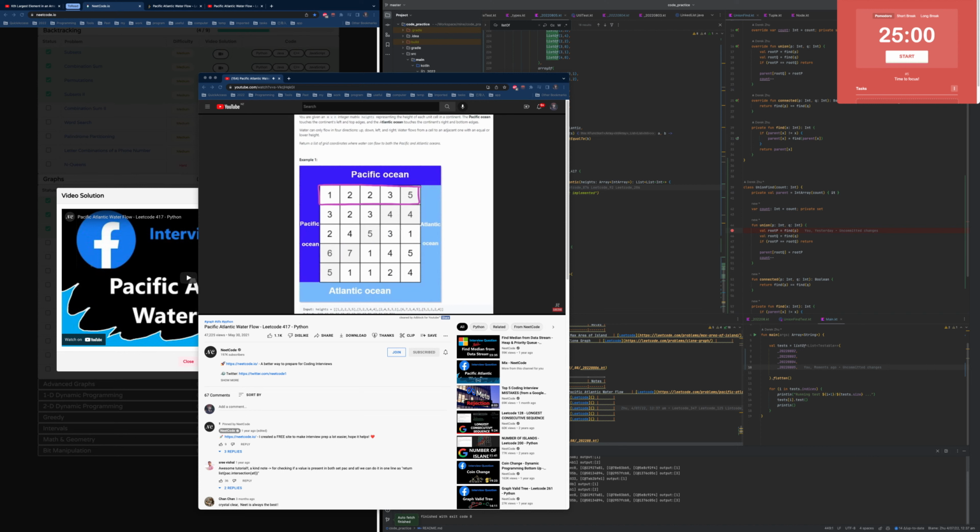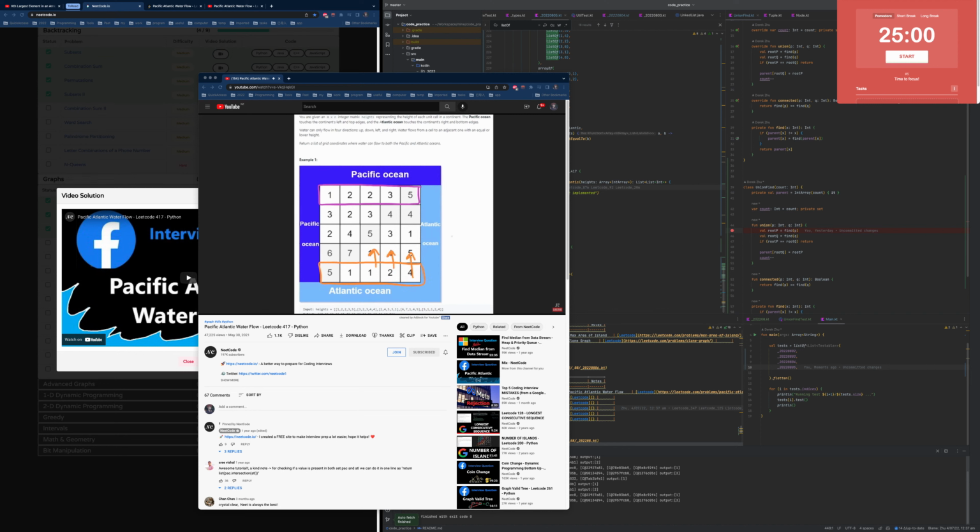So with that being said, the first thing I'm going to do is go through the first row, which is going to be Pacific Ocean values, and then from there I'm going to run depth first search to see all the other nodes that can reach the Pacific Ocean. And I'm going to do the same thing at the bottom row, seeing which nodes can reach the Atlantic Ocean.